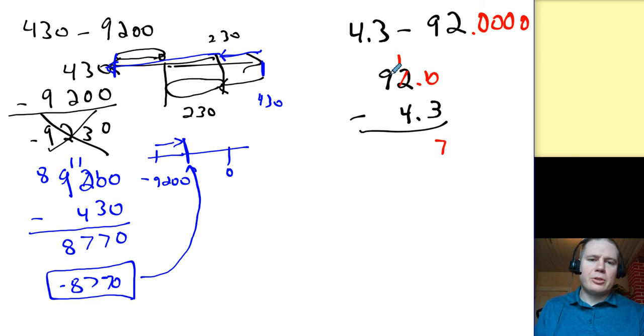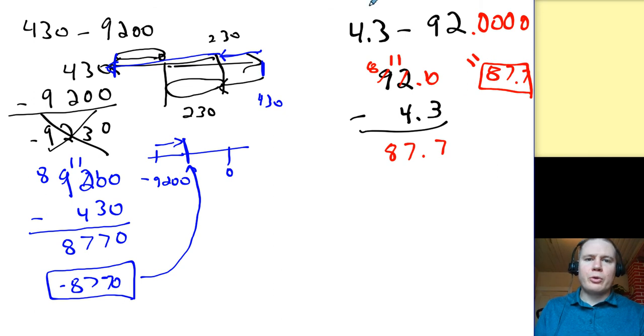$1 minus $4, can't do that. So borrow from our 10. Take 10 of those 10s, turn them into ones. 11 ones minus 4 ones, that's 7 ones. And now I have 8 $10 bills. Decimal point separating my tenths from my ones, right? With addition or subtraction, we're just keeping the place value here. Sometimes we'll need to borrow or carry. In this case, we don't. So 4.3 minus 92 is 87.7.